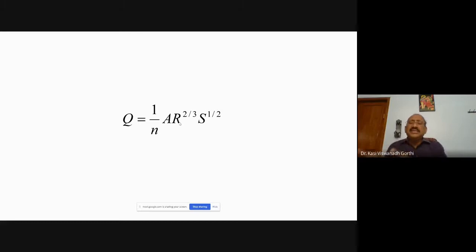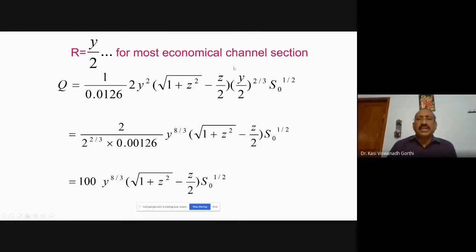Since the trapezoidal channel section is the most economical channel section carrying maximum flow, what should be the value of R? Y by 2. R is equal to y by 2 is another condition for the most economical trapezoidal channel section. So substitute for n, A, R, and S in this equation. R is equal to y by 2 for the most economical channel section. Q is equal to 1 by 0.0126 into A, 2y square into square root of 1 plus z square minus z by 2, into R to the power 2/3, y by 2 to the power 2/3. Why are you taking R is equal to y by 2? This is the condition for the most economical trapezoidal channel section, into S naught to the power half in this case.